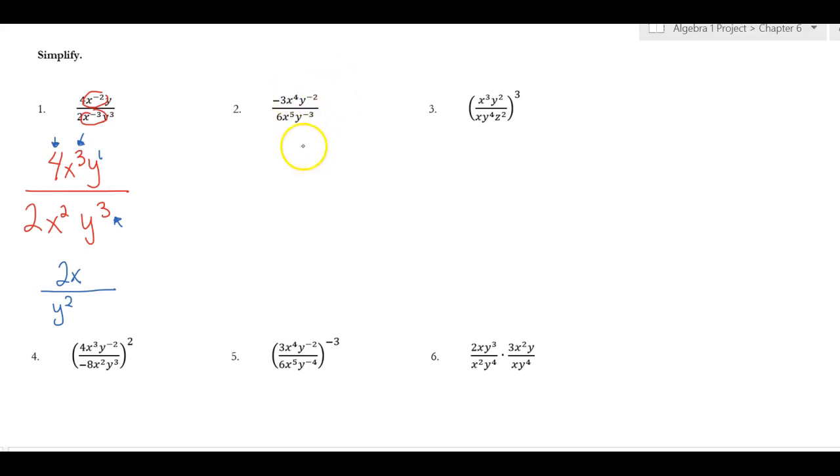Okay, I'd like you to try number 2. First thing I want you to do is move your exponents, and then I want you to try and reduce it. Once you think you have it, go ahead and press play.